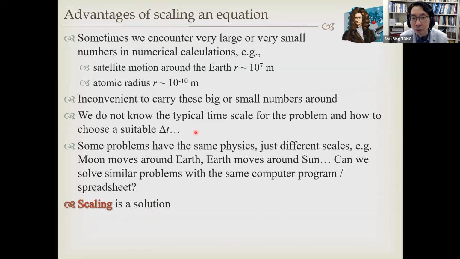Scaling provides a solution for all these problems. Okay, we will see how scaling allows us to know the typical time scale for the problem and set the suitable delta t. And also that with the scaling, you can apply the numerical calculation for one problem to different cases. Okay.